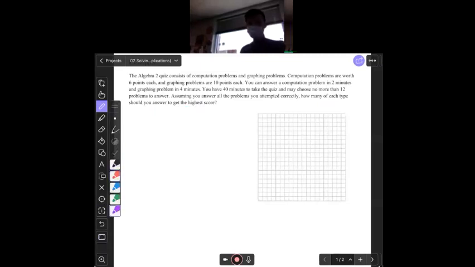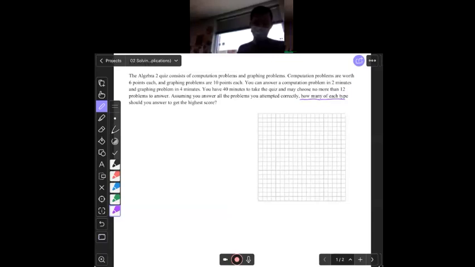So we need to start off by defining our variables. What is it that we have control over that we don't know? Looking usually towards the end of the question to see what it is they want us to figure out. One thing they're asking for sure is how do we get the highest score? But really the first question is how many of each type of problem should we answer?